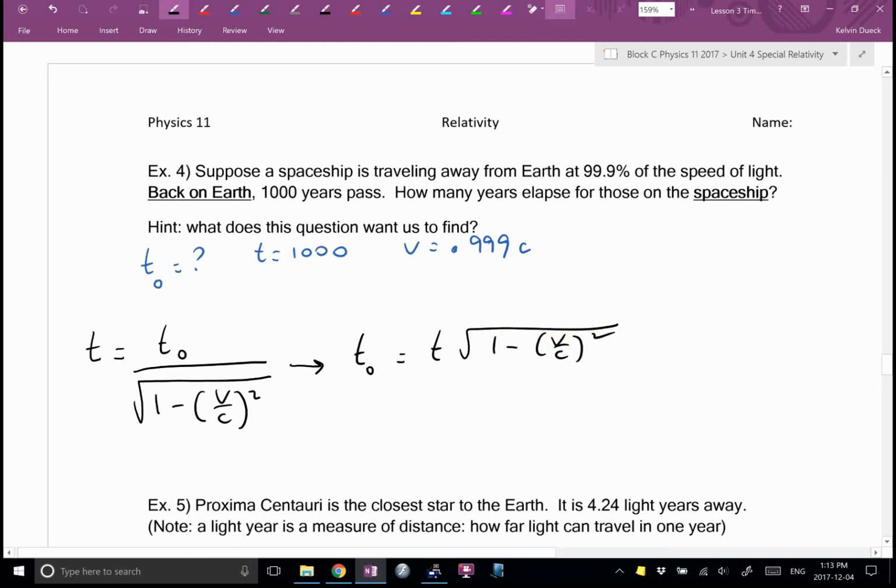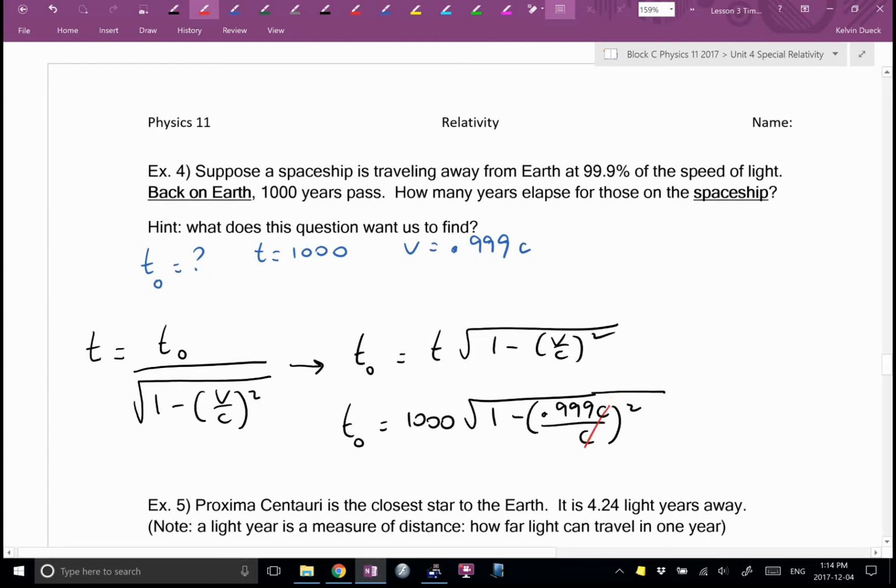This is what you would calculate if you wanted to travel 1,000 years into the future. How long do you need to go away for to come back and have Earth be in the year 3017? Okay. Time on board the spaceship is going to be 1,000 times the square root of 1 minus. Dylan, what was V? 0.999. All squared. Dylan, what do you see?